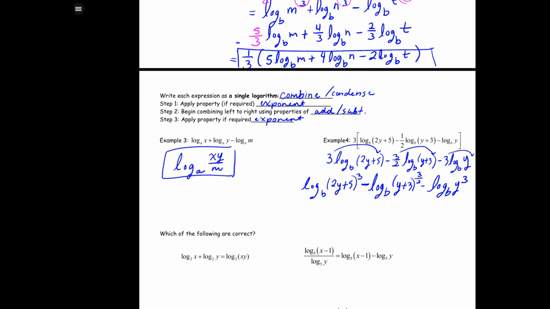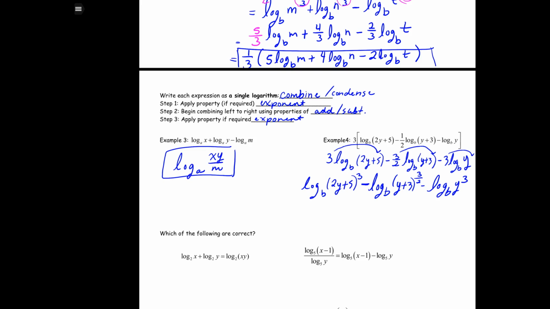Here's a good question. We worked a lot on this first semester. Should I distribute the 3 in if there's a plus sign? No, because that would really be 2y plus 5 times itself, which would involve a lot of foiling. It would not simplify to 2y cubed plus 5 cubed. So don't distribute that in if you have the plus sign.